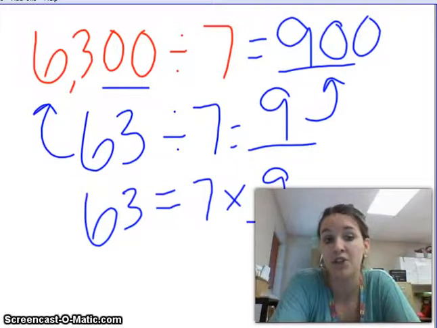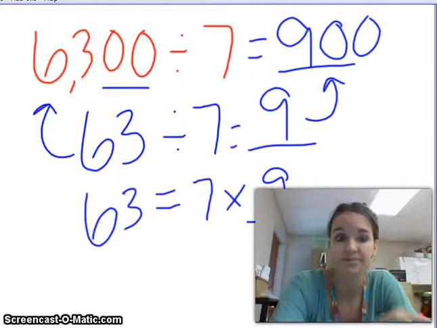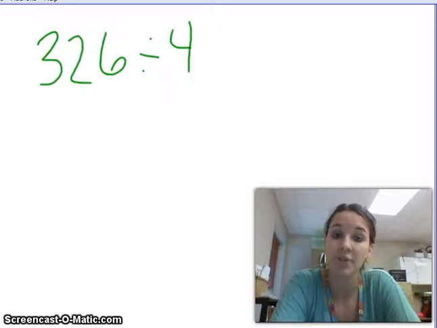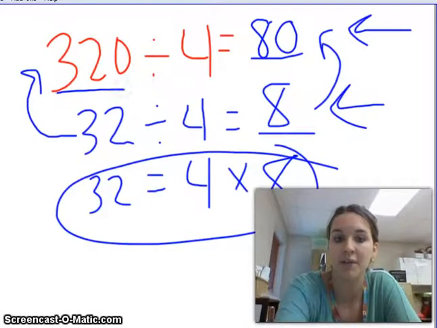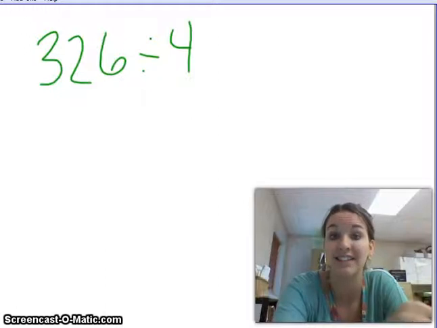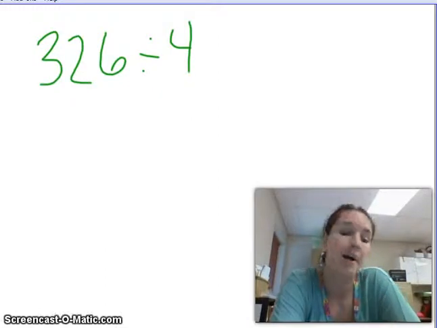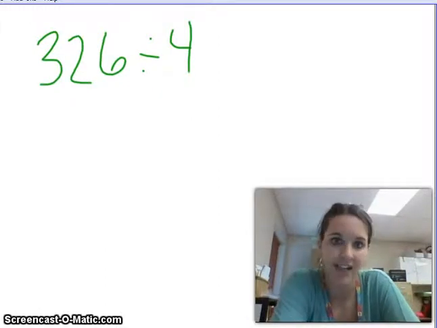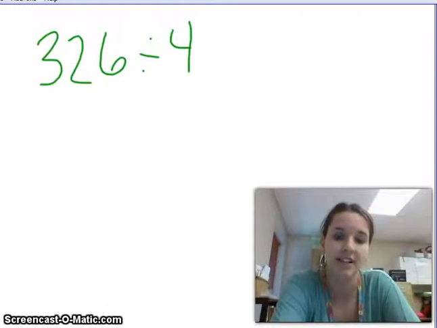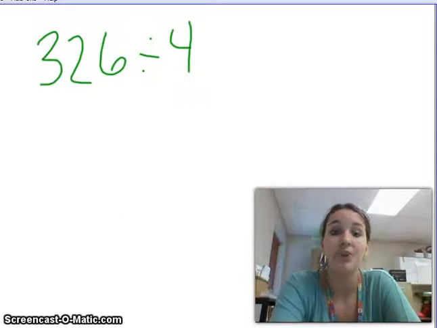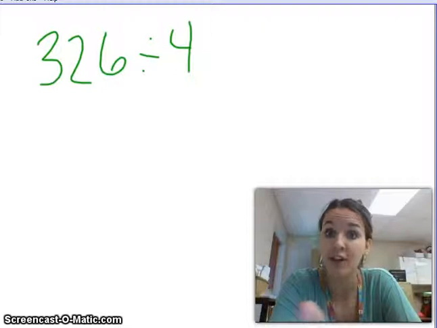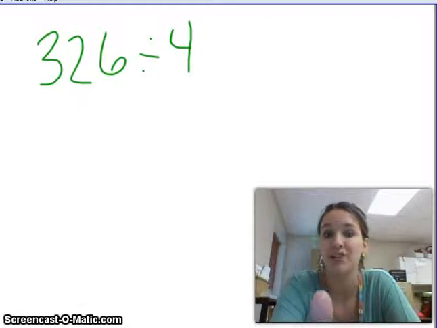Now I'm going to show you how we could use some estimation to help us as well. Okay, so it's almost similar to the first problem that we did of 320 divided by 4, except here we're looking at 326 divided by 4. Now, I can't do this mentally, but that's my goal, so I'm going to have to estimate this to help me. The first thing I need to think of is, what is a number that I could multiply by 4 that would get me as close as possible, if not right to, 326?